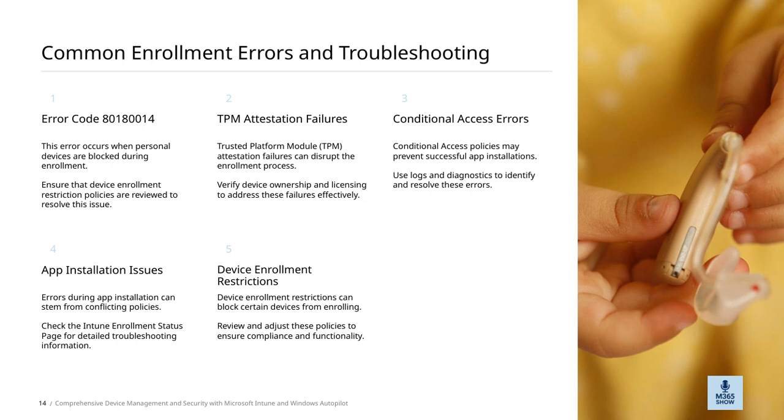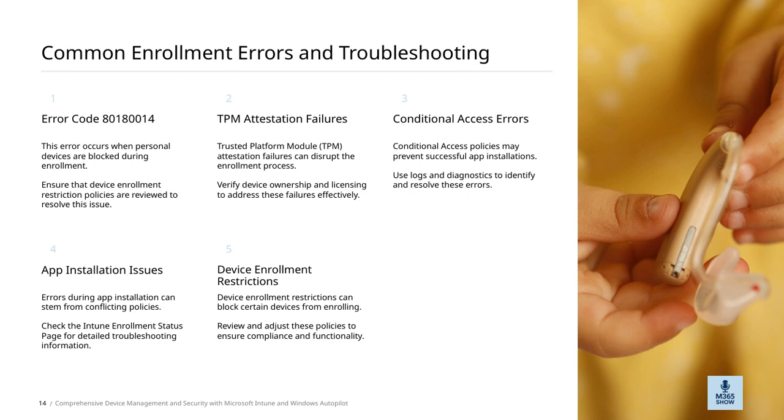First up, device enrollment restrictions. Sometimes, these restrictions can block certain devices from enrolling altogether. It's important to review and adjust these policies to ensure they align with our compliance requirements and allow the devices we want to enroll. Next, we have errors that happen during app installation.